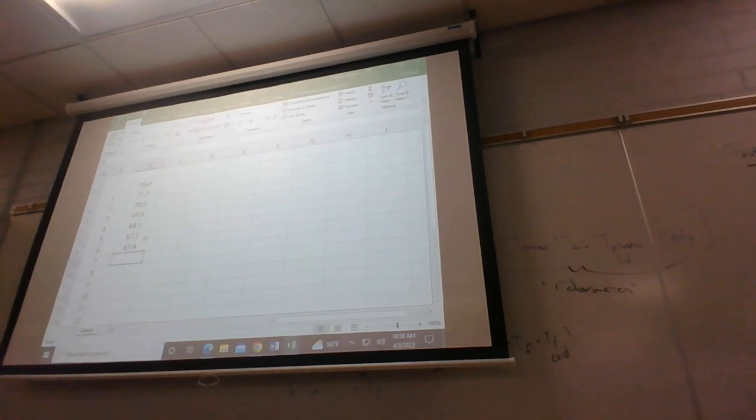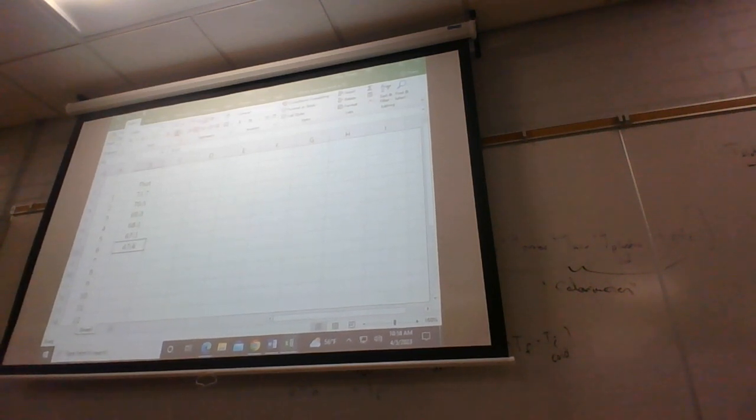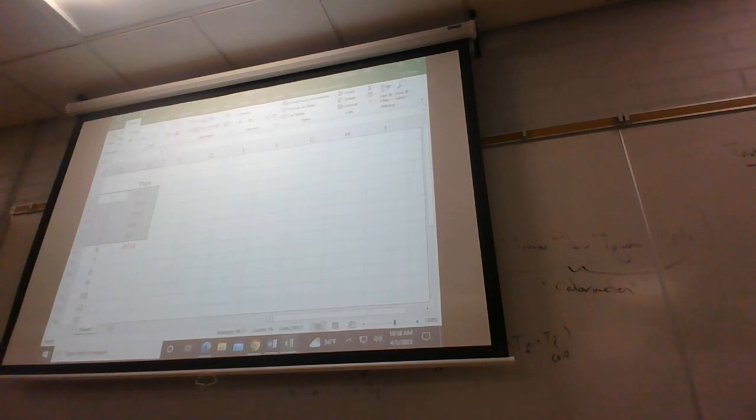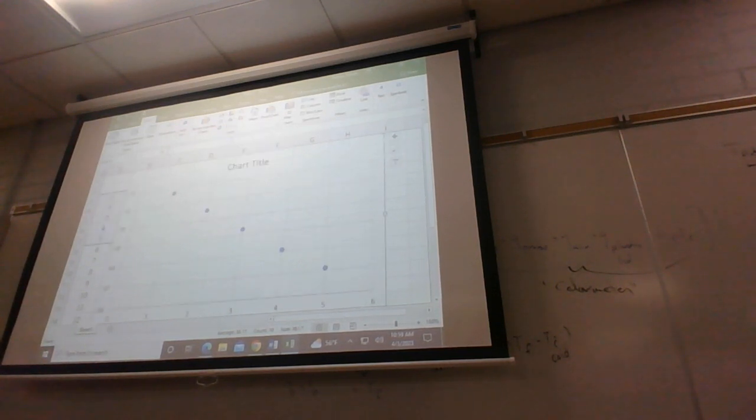I'm not going to use this data point here, so I'll mark that in red. Instead, I'm going to see what the cooling trend was. If I want to see what the cooling trend is, I just highlight the data here like this. And then probably the easiest is to insert. We're going to insert a scatter plot, which is this one here.